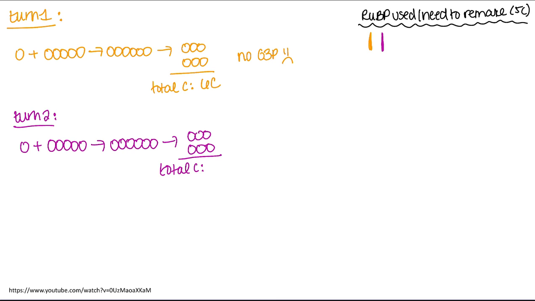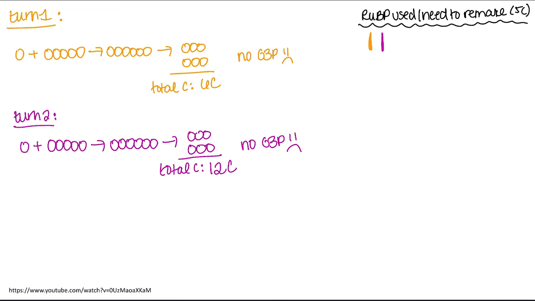So now at this point, if we count the total number of carbons from turn 1 and turn 2, we have 3, 6, 9, 12. We have 12 carbons. We have used two RuBPs, both of which require 5 carbons. So of these 12 total carbons, 10 carbons would have to go to make RuBP, which would leave 2 carbons left over. But G3P is a 3 carbon molecule, so we have no G3P that can leave the cycle.